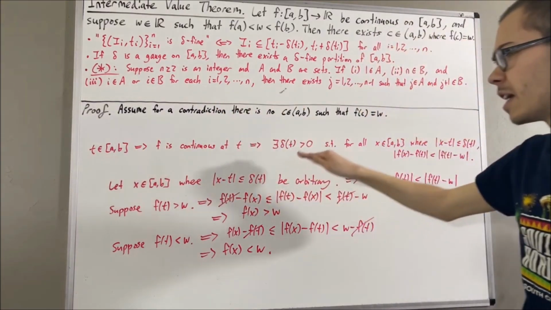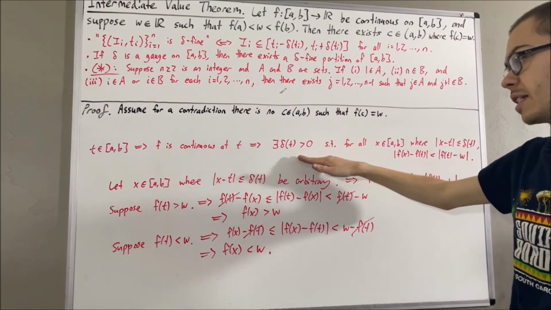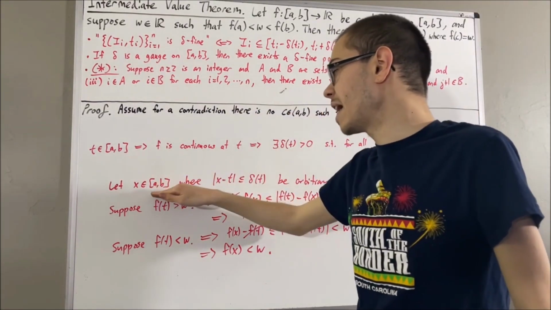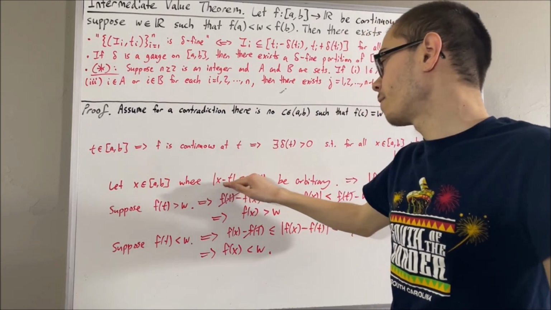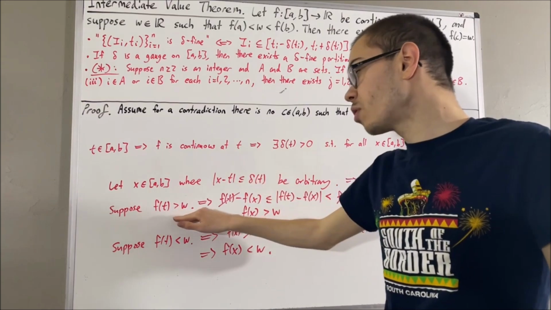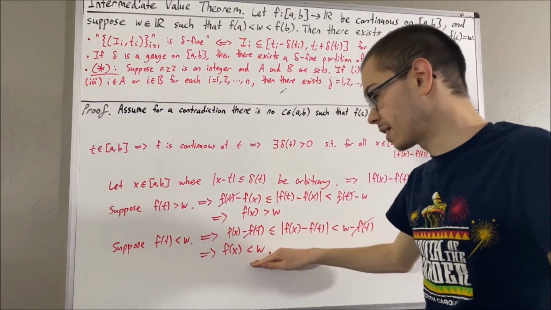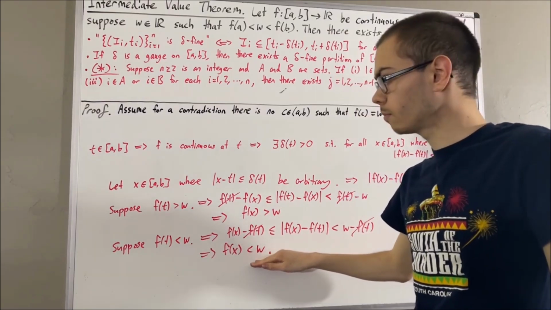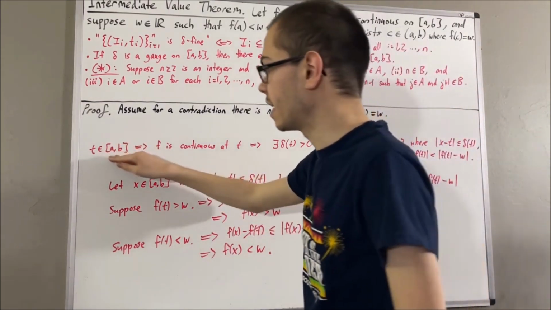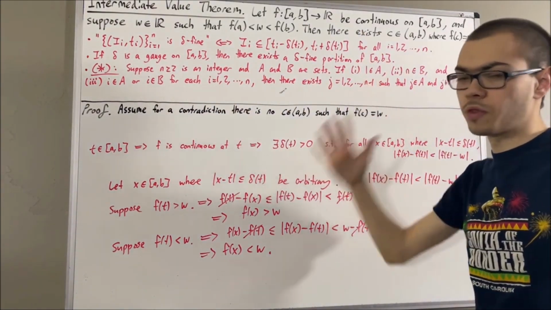So putting this all together, what this shows us is for each element t in [a, b], we can find a positive real number, delta of t, with the property that for all x in [a, b], where absolute value of x minus t is less than or equal to delta of t, if f of t is greater than w, then f of x is greater than w. And if f of t is less than w, then f of x is less than w. So we're mapping each element t in [a, b] to a positive number delta of t with that property.